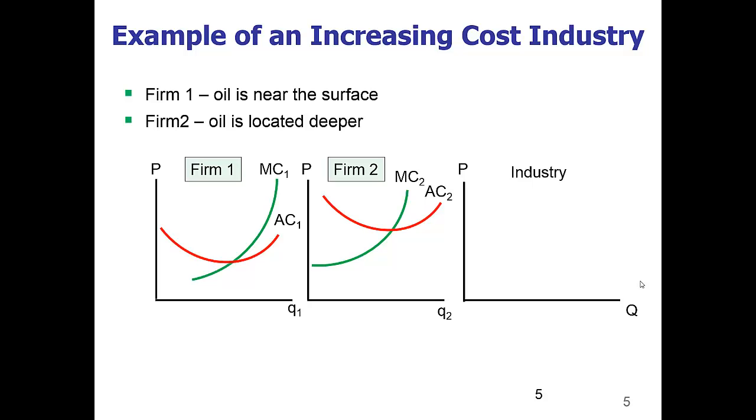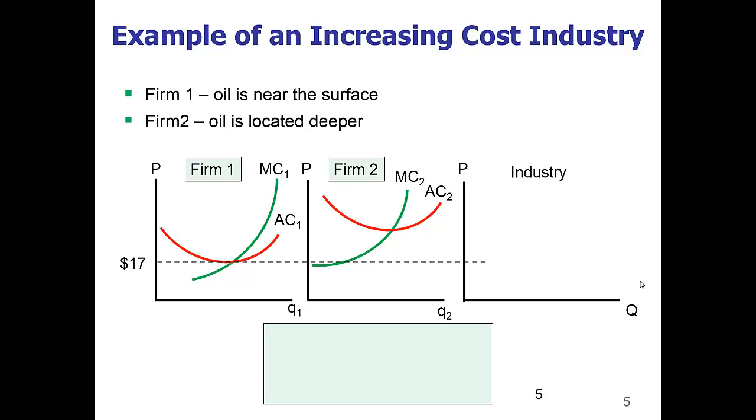So let's see how this affects the long-run supply curve in the oil industry. Let's consider a price of $17. I've chosen that price because the price is just equal to the minimum average cost of our low-cost firm, Firm 1. If the price is anything less than $17, the firm would not earn any economic profit, and we know that in the long run, they would choose to exit the industry. So quantity in this market would be 0.